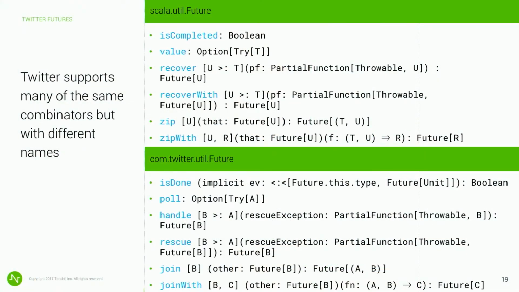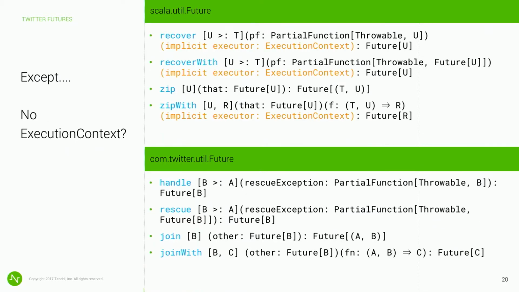Many of the standard combinators that we have in the Scala standard library are also there in Twitter, but have different names. So isCompleted versus isDone. Value in the standard library versus poll in the Twitter future. Recover in the standard library versus handle in Twitter. RecoverWith instead of rescue. Zip instead of join. ZipWith instead of joinWith. But I lied to you a little bit.